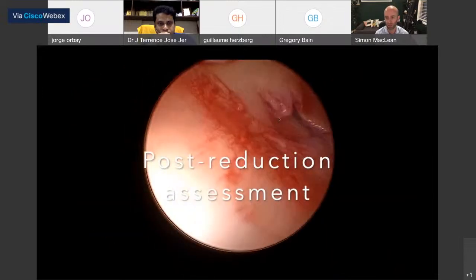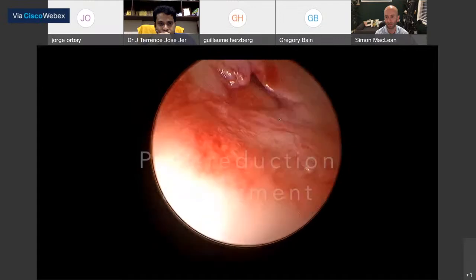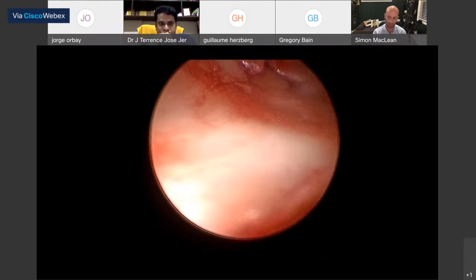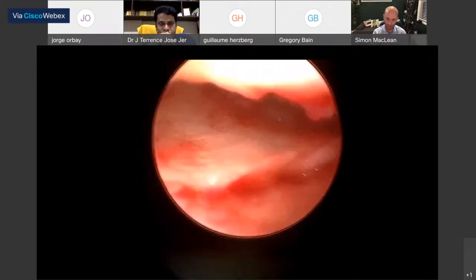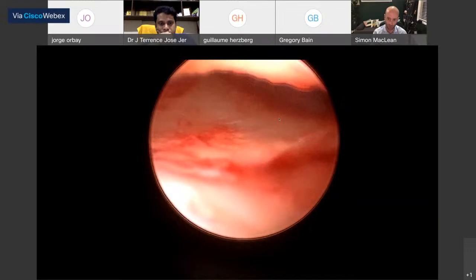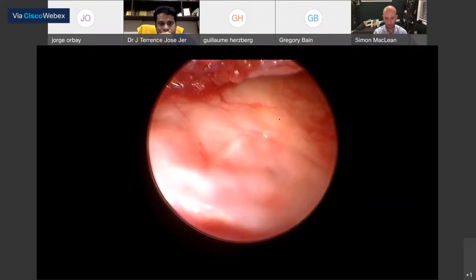And you can pick up other injuries. There's a central TFCC tear there, which is chronic. But interestingly, although we gained what we thought was a perfect reduction, you can see there's still a chondral step. And so you can get a chondral injury, which you wouldn't otherwise appreciate. And so I think for an extra 5 or 10 minutes of putting an arthroscope in, it gives you a lot of information.